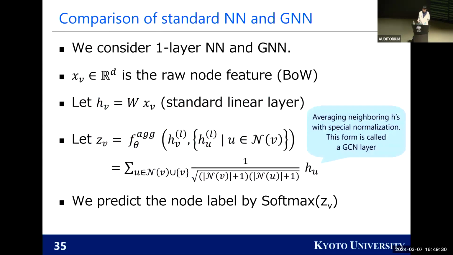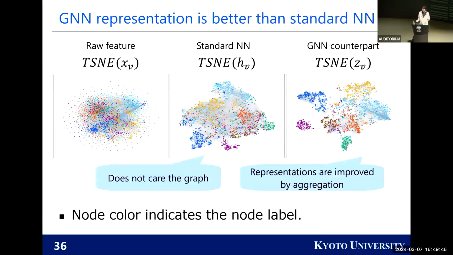Like in the previous slide, the aggregation, taking the average of the h_u, does not have any parameters. So this is a very simple transformation with no parameters. Nevertheless, such aggregation improves the quality of representation much. And this is the power of message passing and graph neural networks.